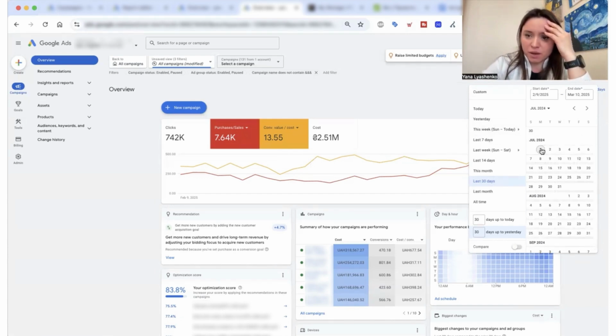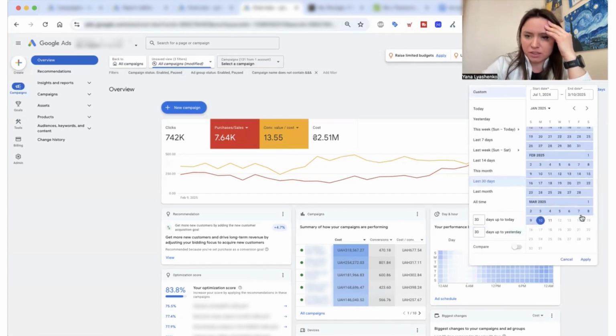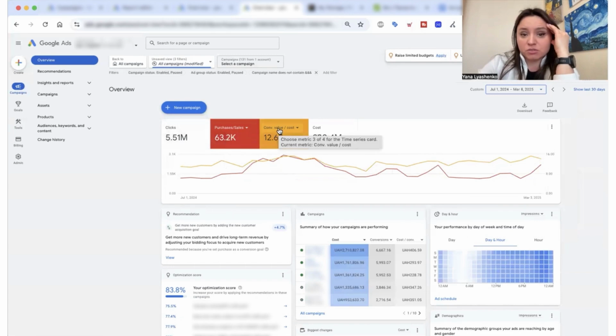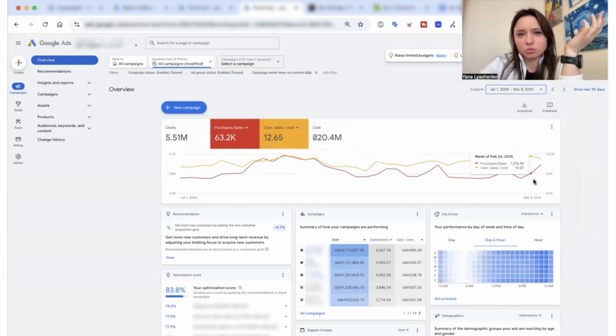Well, for example, I'll take July, just so we don't get stuck here for too long, let's say, for example, March 8th. Look, I specifically pulled up purchases and conversion value cost for you here. And it seems that right here, this is where we started working, and we actually did worse than what the client wanted. We did worse.